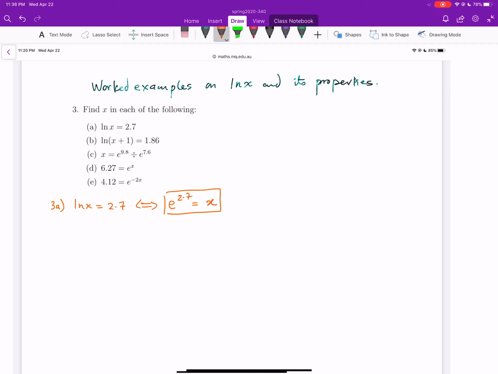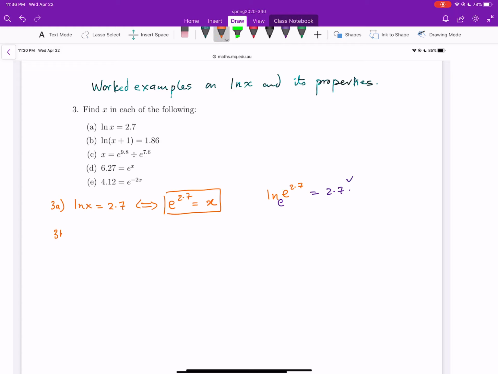And you can check it and see. If you have ln e to the 2.7, to what power should you raise that special e to give you 2.7? It has to be 2.7. So that checks out.